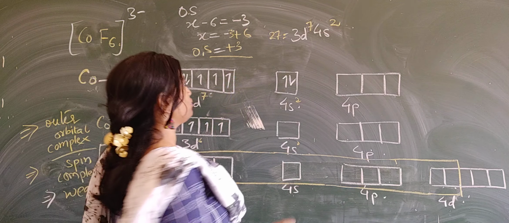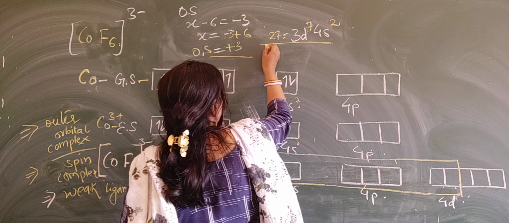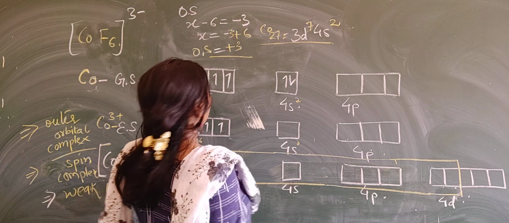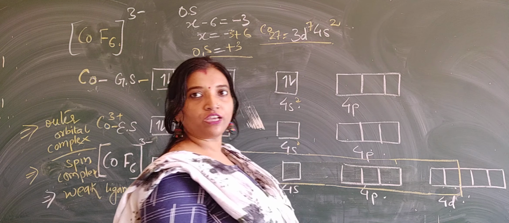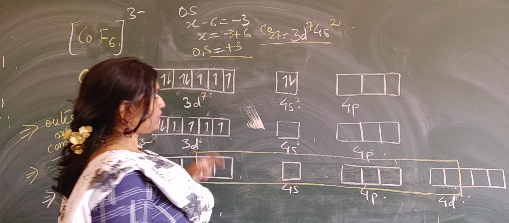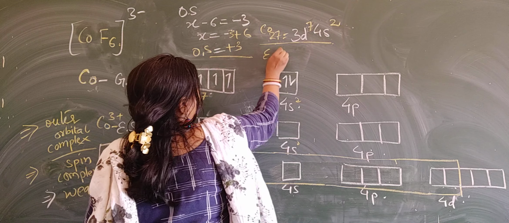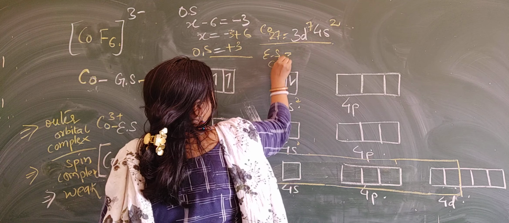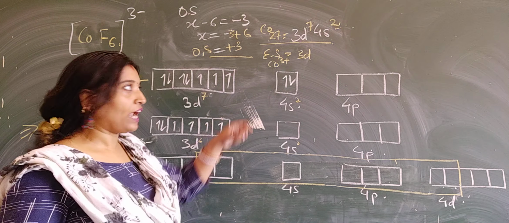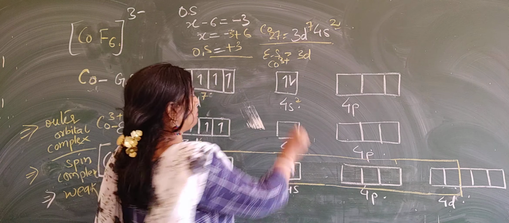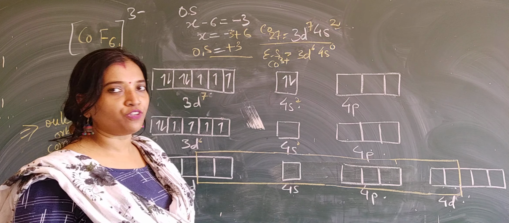Now what is the ground state configuration of Co? I told you cobalt is 27. So 3d7 4s2 will be the ground state configuration. Now we have to see the excited state configuration. That is, Co3+ will be 3d. From here 2 electrons will go and from here 1 electron will go. So what will be there? 3d6 4s0. This will be the excited state configuration.